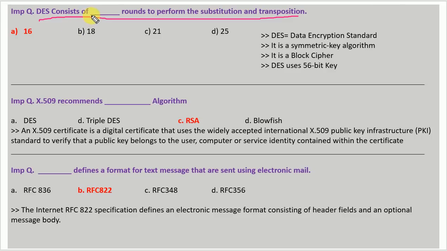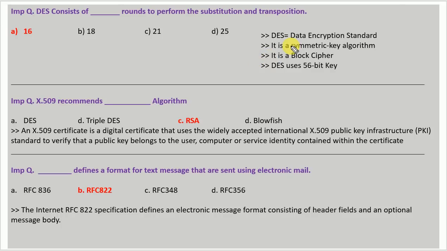So DES consists of dash rounds to perform the substitution and transposition. The simple answer would be 16. It's not 18, not 21, not 25. You have to remember that 16 is the correct answer. DES consists of 16 rounds to perform the substitution and transposition.